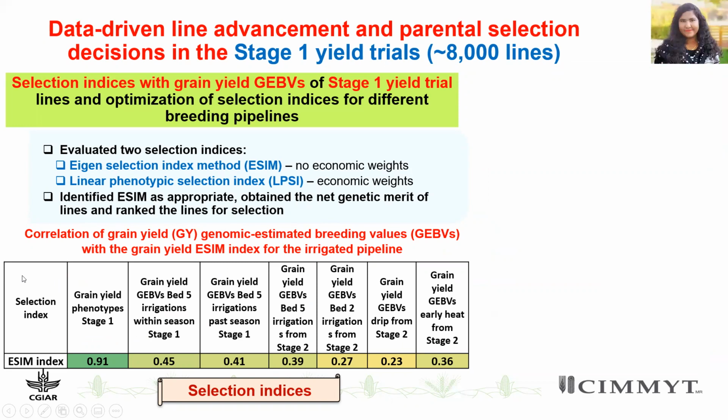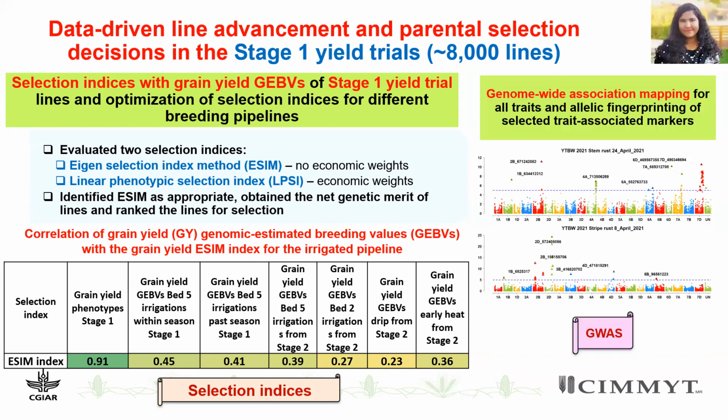to be appropriate. As you can see, these are the correlations between the grain yield phenotypes and the ESIM index. And all these are the correlations between the grain yield genomic estimated breeding values in different environments and the ESIM index. You can see there's a very high correlation with the true phenotype, and there's also very good correlation of the index with the GBVs in different selection environments. That's exactly what we're looking for, and this helps us very much in our selection decisions.